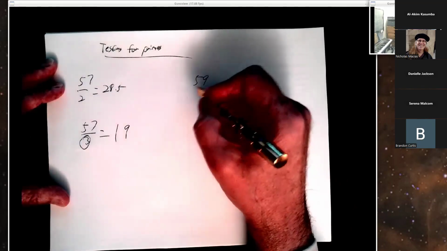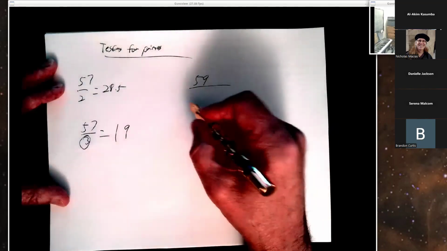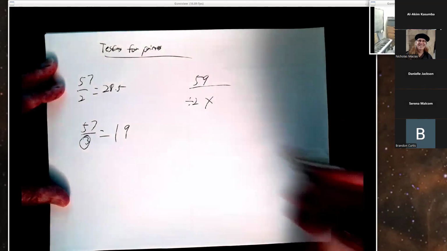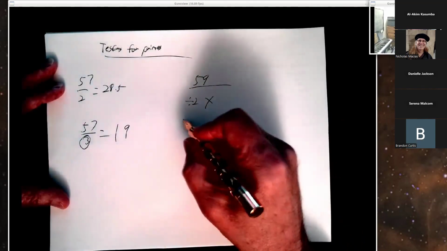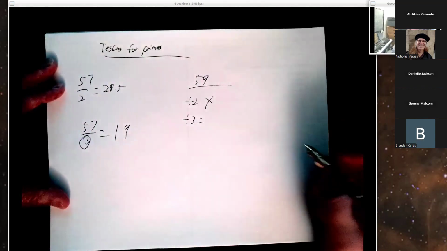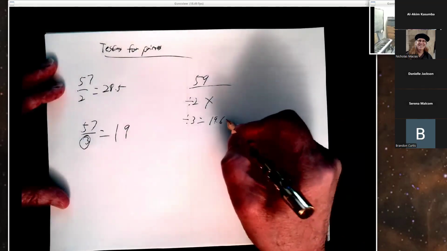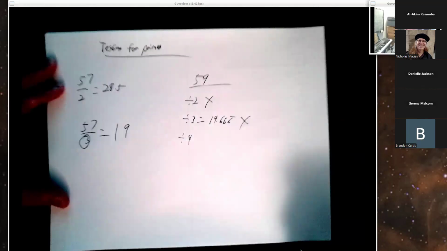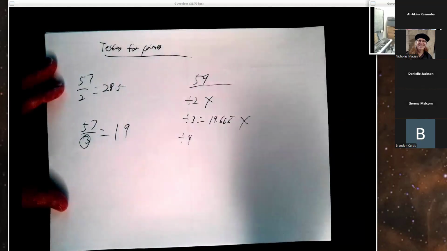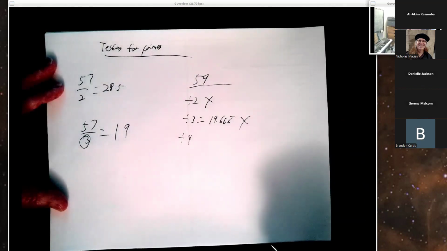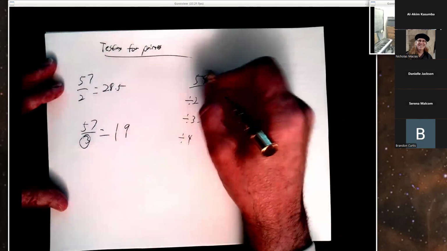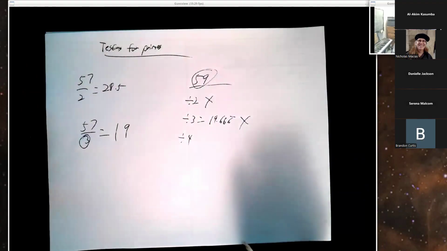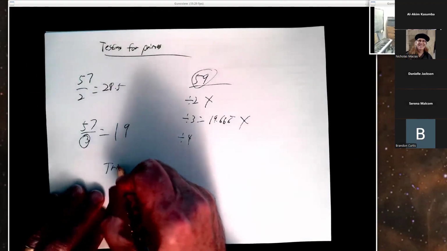If I try that with 59, divide by 2, I'm going to get 29.5. If I divide by 3, I'm going to get 19.666. If I divide by 4, well, it's not going to go in because it's not an even number, and so on. You keep doing this, and it's not divisible by anything up to and including 58. That's going to turn out to be prime. So this is called trial division.